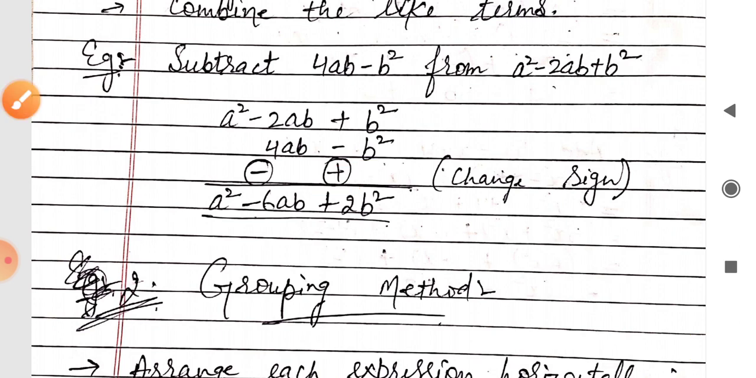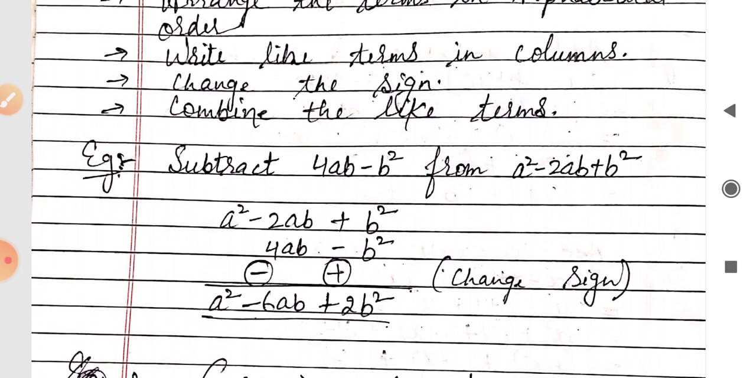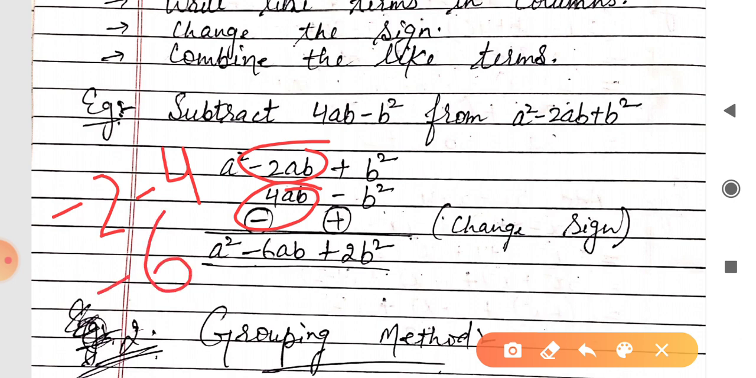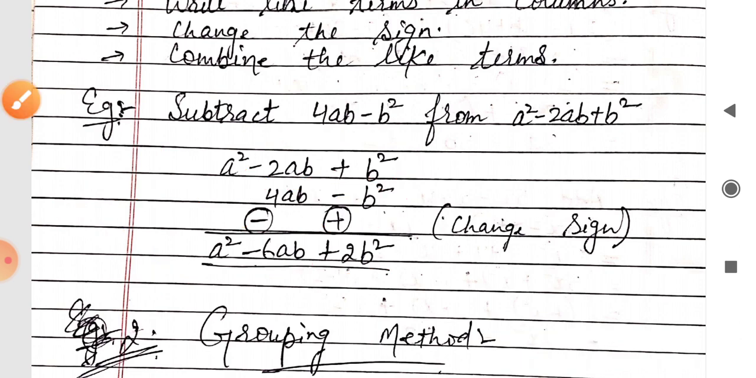Okay. Now combine these like terms. There is only a square in this column, so write here a square. And in the next column there is minus 2ab and there is minus 4ab. 4ab has a minus sign, so minus 2ab and minus 4ab. Minus 2 minus 4 is minus 6, so this is minus 6ab. Then in the next column there is plus b square and plus b square. B square plus b square is 2b square, so write here 2b square.